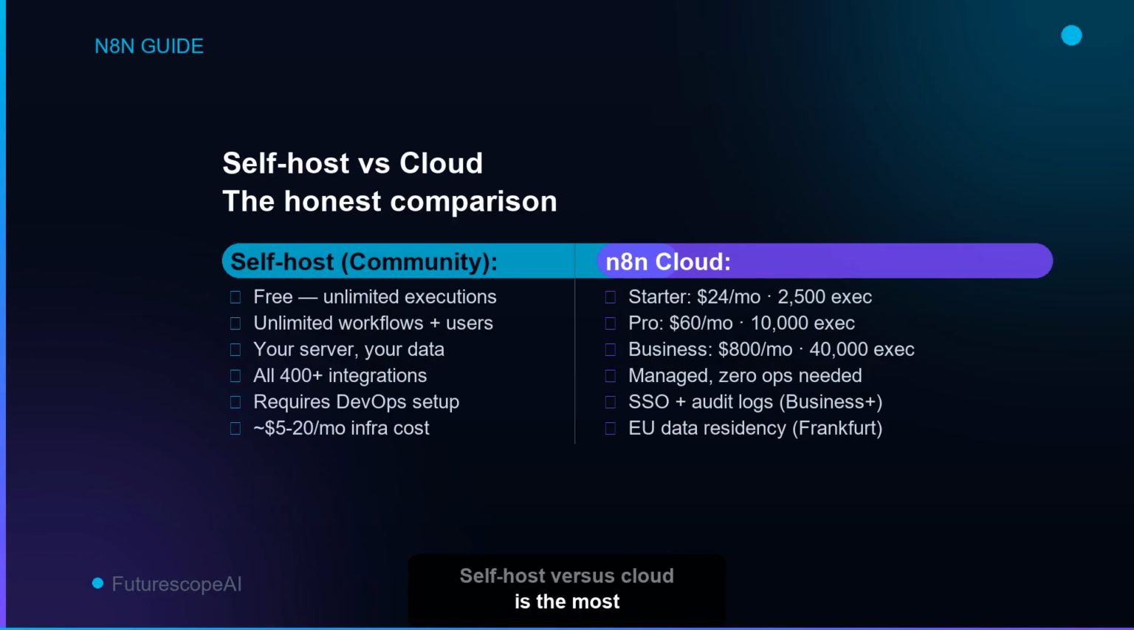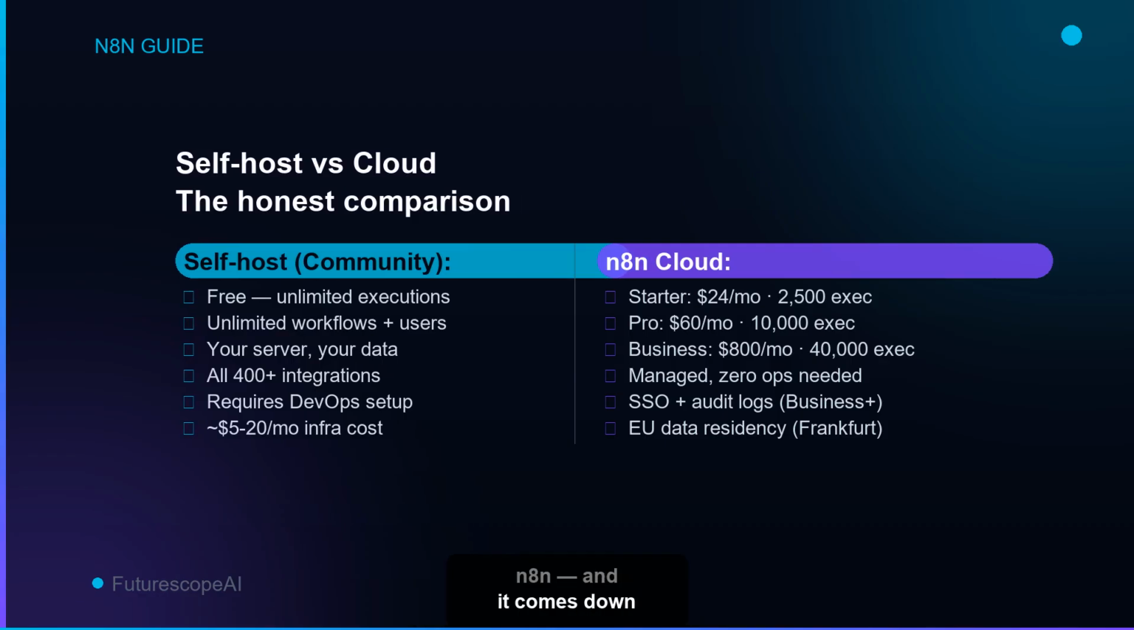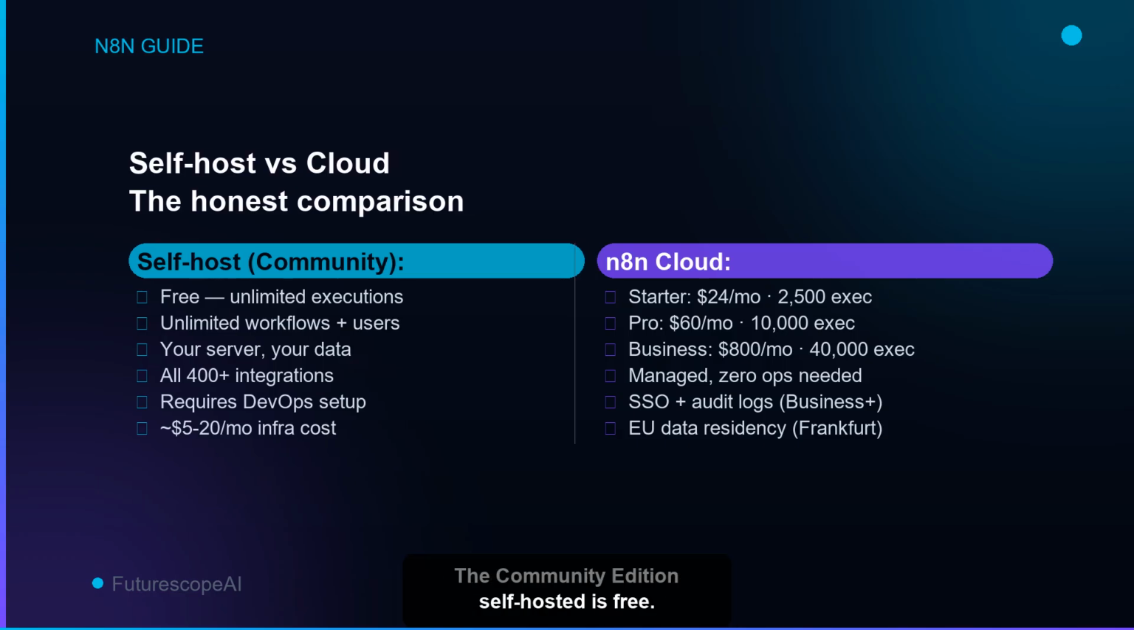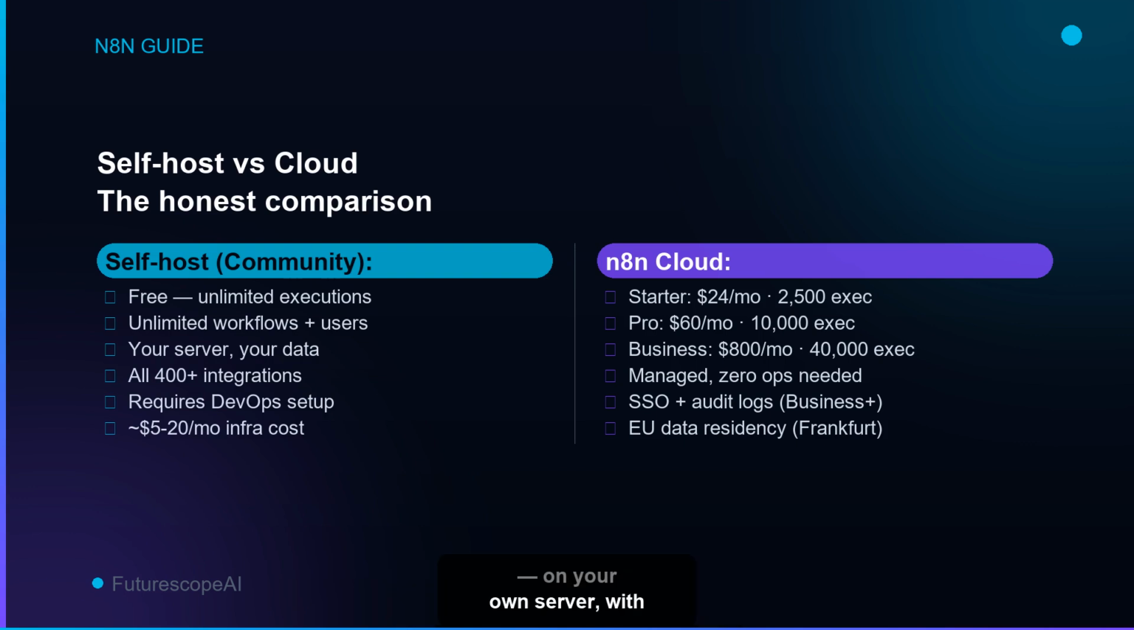Self-host versus cloud is the most important decision you will make about n8n, and it comes down entirely to your team's technical capacity. The Community Edition self-hosted is free. Unlimited executions, unlimited workflows, unlimited users on your own server, with full control over your data. All 400 plus integrations are included. The cost is your server infrastructure, typically $5 to $20 a month depending on workload, and the time to set up and maintain the instance. For teams comfortable with Docker and a basic VPS, self-hosting is almost always the right economic choice.